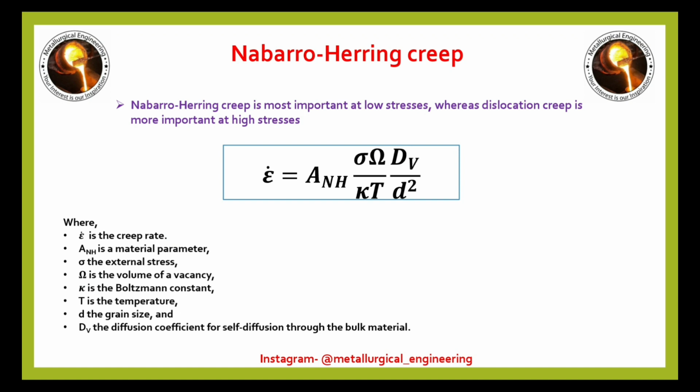Now we will discuss two important creep failure mechanisms. First is Nabarro-Herring creep. Nabarro-Herring creep is most important at the lowest stress and higher temperature. At higher temperature, lattice diffusion is dominant in Nabarro-Herring creep. The creep rate is directly proportional to the diffusion coefficient for self-diffusion through the bulk of the material, and has an inverse relationship with the square of the grain size.